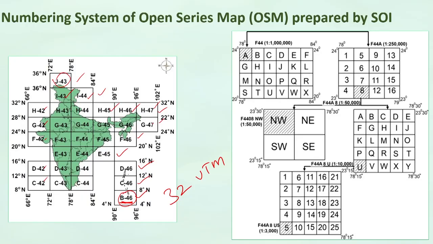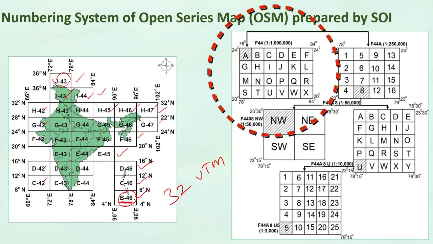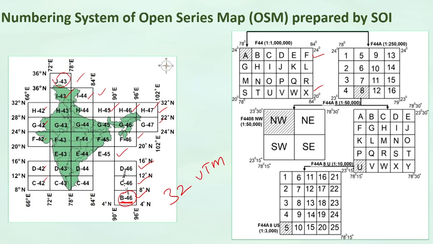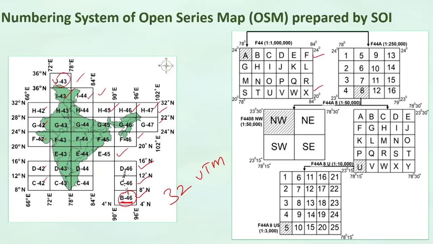Anyhow, the first one, an alphabet and numbers, indicates UTM zones. Next, each UTM zone is divided into, see, A, B, C, D, E, F, G, 6 rows and 4 columns, 24 subdivisions. Each UTM grid is subdivided into 24 subdivisions. They are numbered with alphabets A, B, C, D.